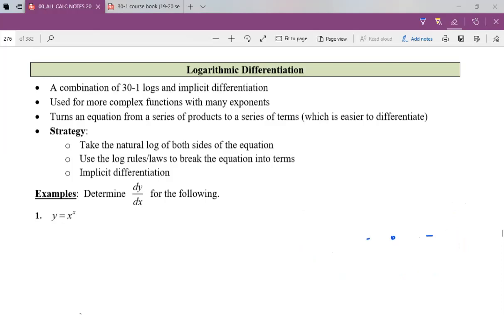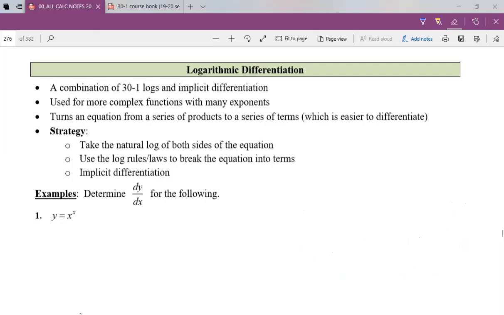So when we're running into a product of things, and we're trying to differentiate a product of many different things, or if we've got exponents in them, then often we're going to use logarithmic differentiation. So our bullets say it's a combination of using 30-1 rules.